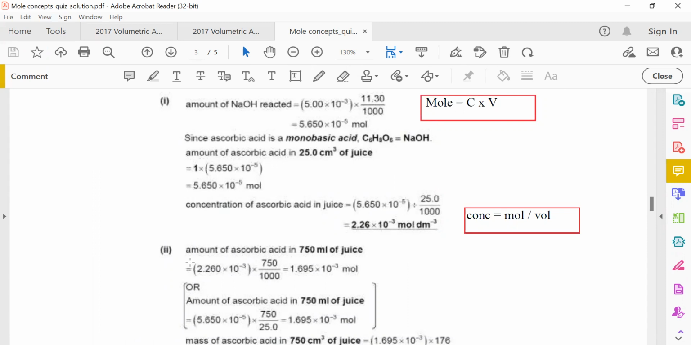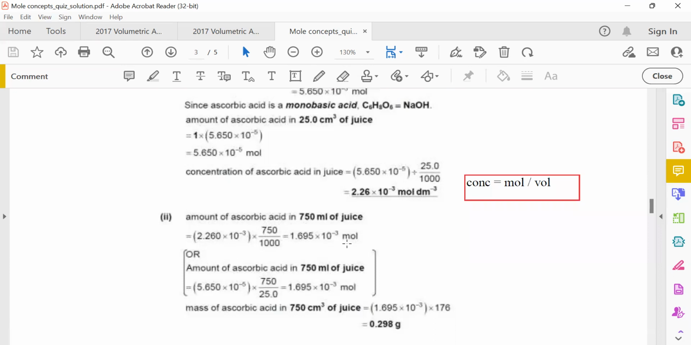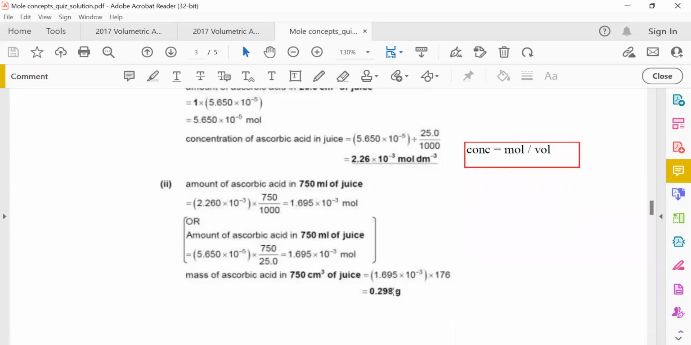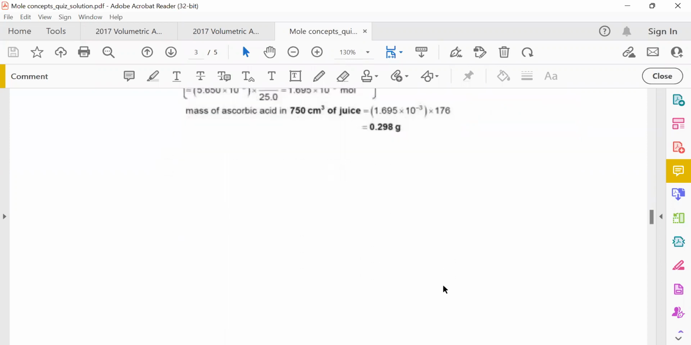Now, the next part was about calculating the amount of ascorbic acid in 750 ml. If you already know the concentration, what you need to do is multiply by the volume, and then you get the amount. After that, if you multiply by the MR, you get a mass. So this part is more about concept. This part allows you to work out the concentration, the total volume of the juice is 750, you multiply by the volume to get the amount, and multiply by the MR to get the mass. Very simple.